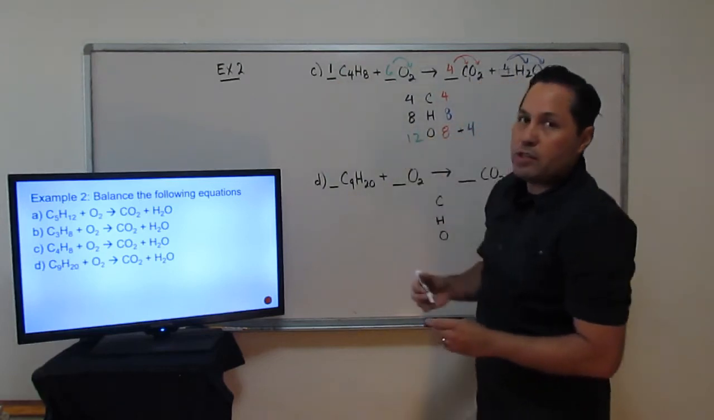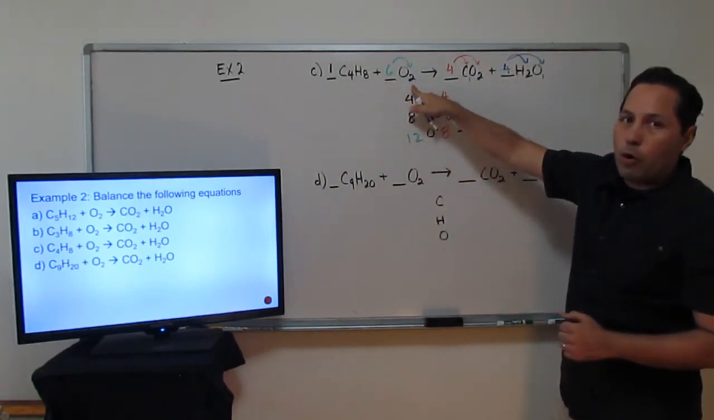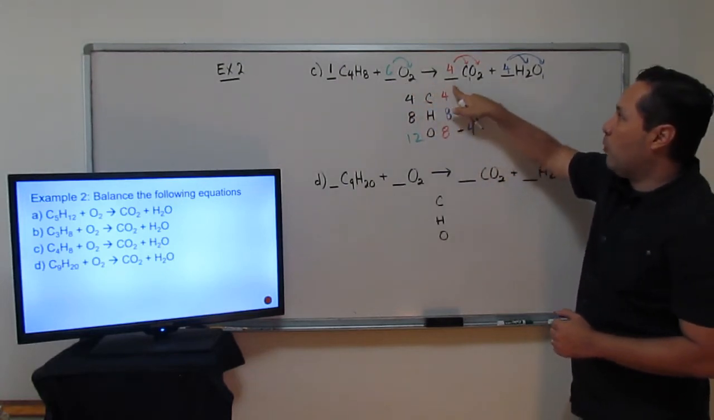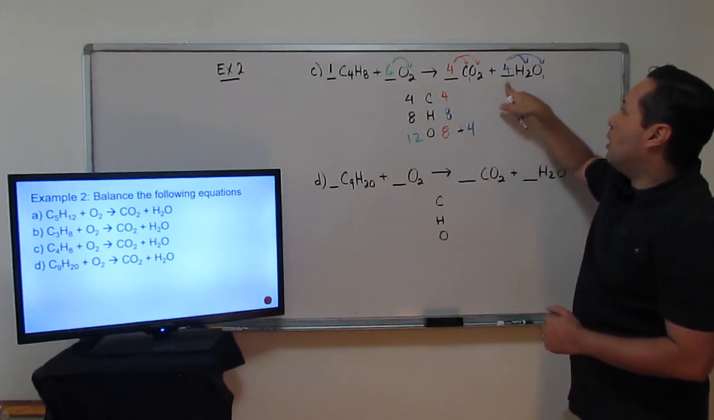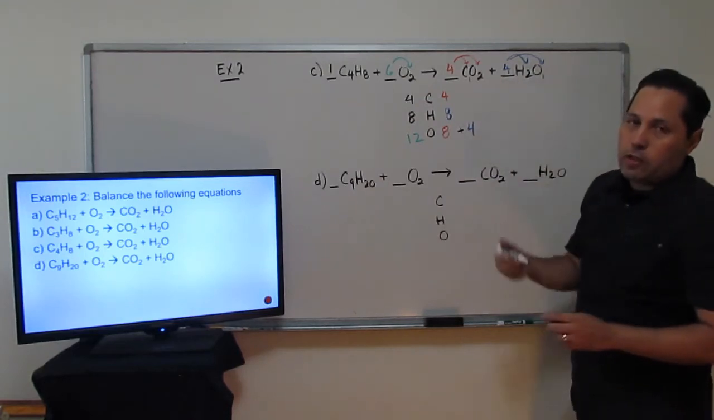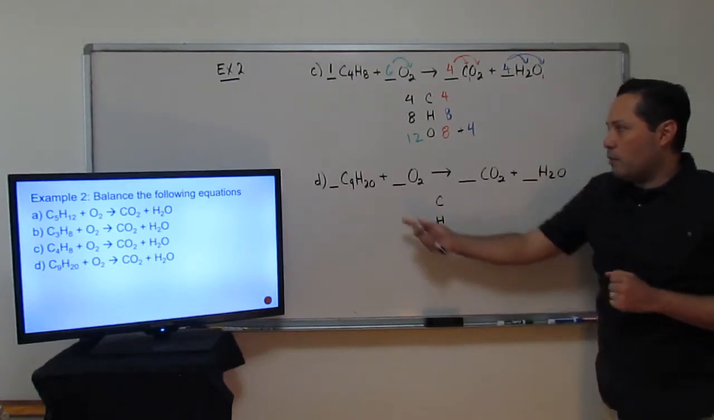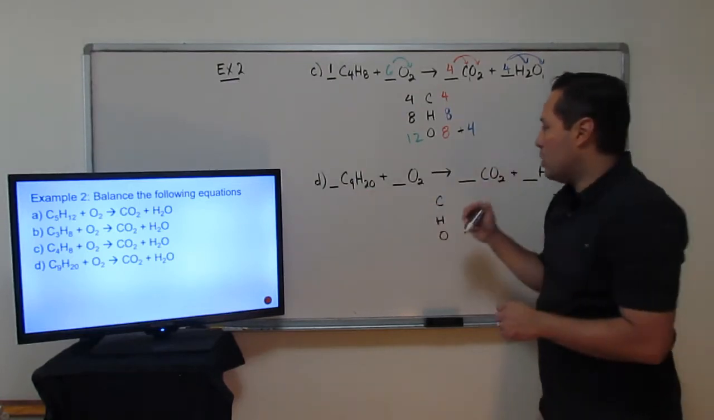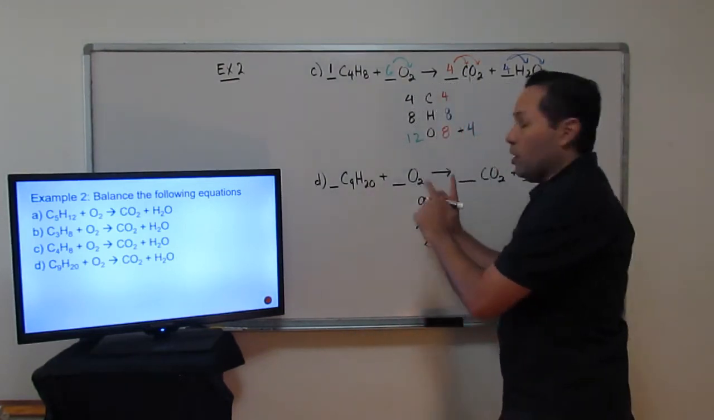So for every 1 cyclobutene, you'd require 6 molecules of oxygen gas, and that will yield 4 molecules of carbon dioxide gas, plus 4 molecules of H2O, water. Let's move along to letter D now. We have 9 carbon atoms and 20 hydrogens and 2 oxygens on the reactant side.